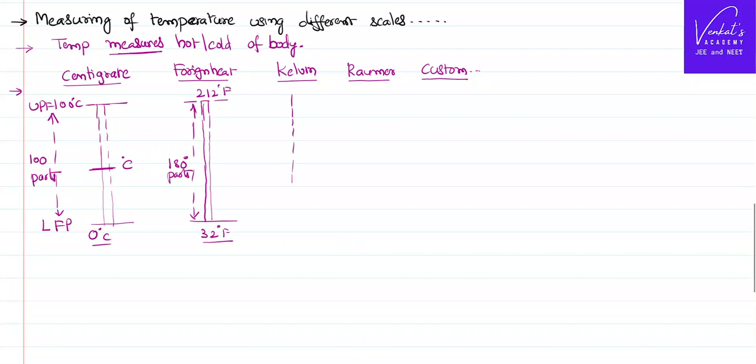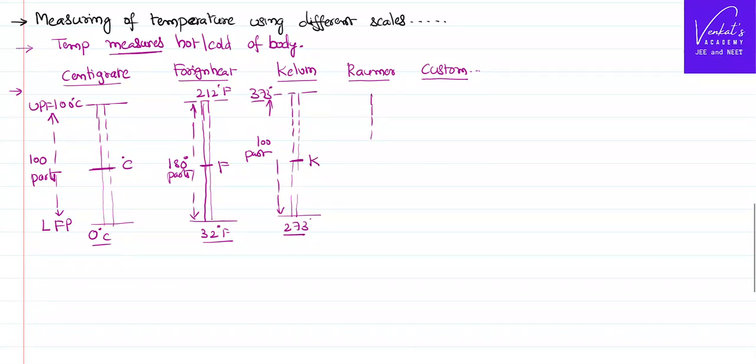Similarly, the Kelvin scale starts at 273 and ends at 373. Of course, it is again divided into 100 parts like the centigrade scale, but the lower fixing point and the upper fixing point are different. Here, when you measure the temperature, you call it Fahrenheit. Here, when you measure the temperature, you call it K.